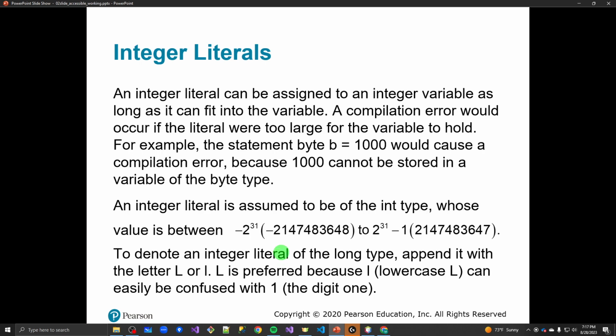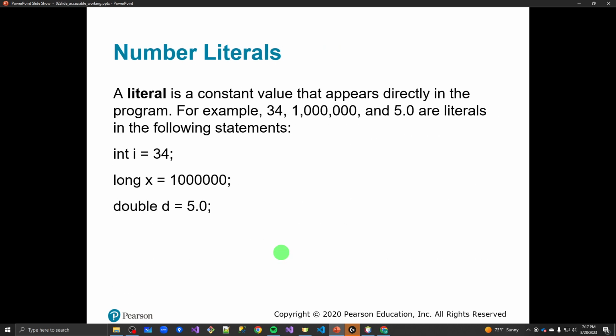All right, so let's talk about number literals, because I hinted at it a little bit with integers. So a literal is a constant value that appears directly in the program. For example, 34 or 1 million and 5.0 are literals. When I say 34 and I don't put a decimal after it, the Java compiler automatically wants to treat that as an int.